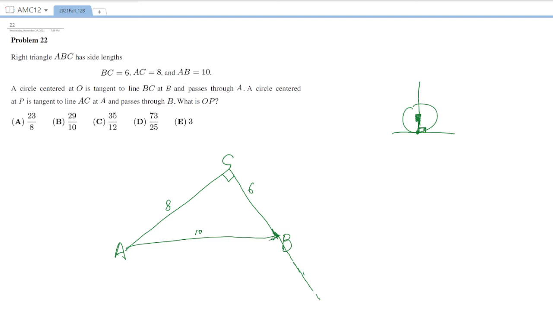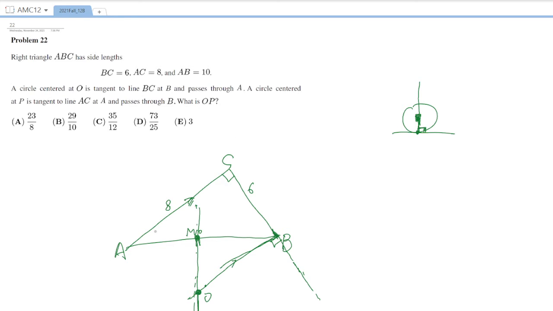So now the center must be on this line, and this line is parallel to AC, so this is 90 degrees. The circle must also pass through A. So if this is O, then OB and OA will be the same, so O must be on the perpendicular bisector here. Let's say this is M, and then this is O. Good, now we find O.